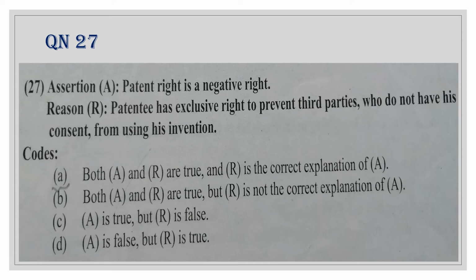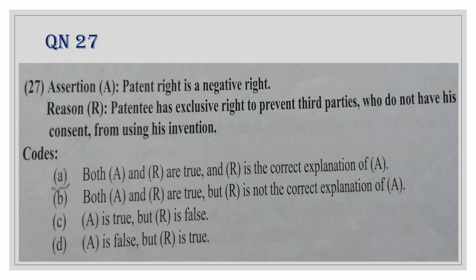And here the codes given are, option A is both A and R are true, and R is the correct explanation of A. That means statement A and statement R both are correct and R is the correct explanation of A. And the second option is both A and R are true, but R is not the correct explanation of A. Option C is A is true, but R is false, and option D is A is false, but R is true. So first of all friends, we will analyze the statements.